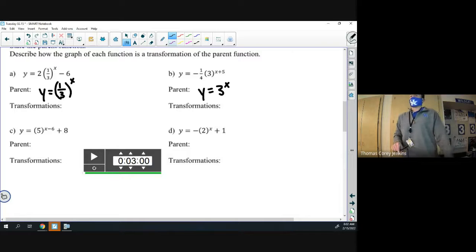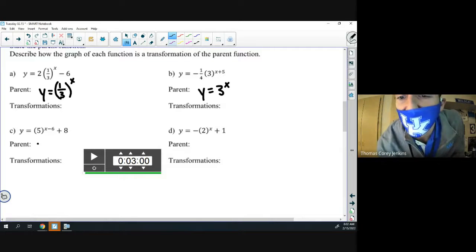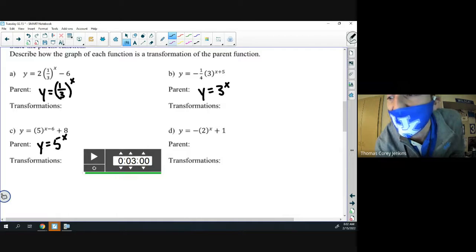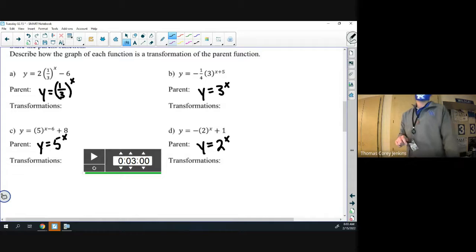Why don't you go ahead and do that for C and D? Just list the parent function. We'll do the transformations part together, at least on A and B. All right, so for C, our parent function would be y equals 5 to the x. And then on D, y equals 2 to the x. Any questions about naming the parent function?